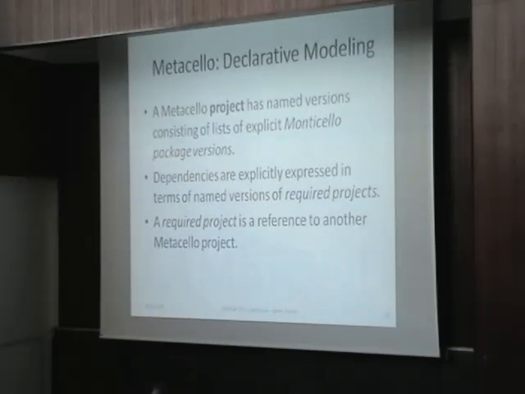It follows the Monticello approach of having declarative modeling. So the Metacello project has named versions consisting of lists of explicit Monticello package versions. The dependencies are explicitly expressed in terms of named versions, required projects. So you can have references from one project to another. And a required project references another Metacello project.